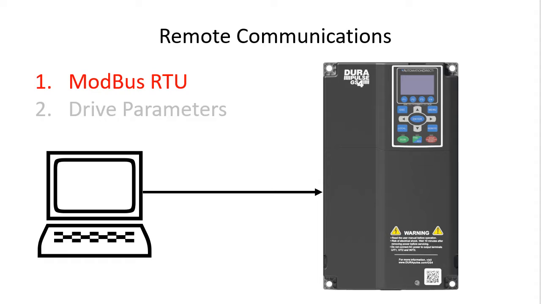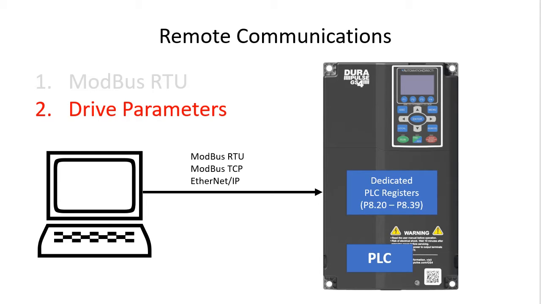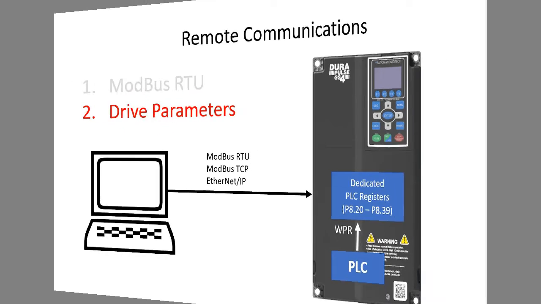The good news is the GS4 drive has a much easier and safer way for your controller to transfer data to and from the GS4 drive's built-in PLC. And you can use Modbus RTU, Modbus TCP, or Ethernet IP to do it. Each GS4 drive has a set of 20 parameters that the PLC can use for whatever it wants. The PLC simply issues a read parameter or a write parameter instruction just like it would for any other parameter.